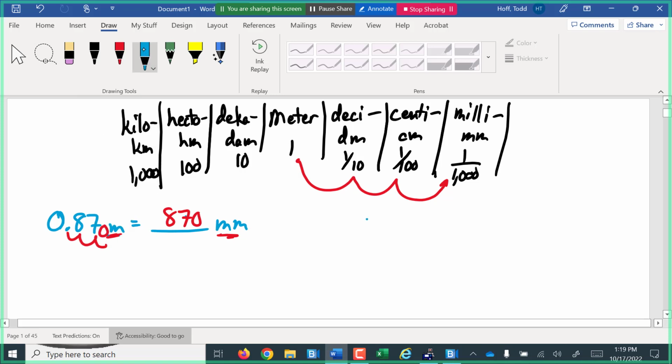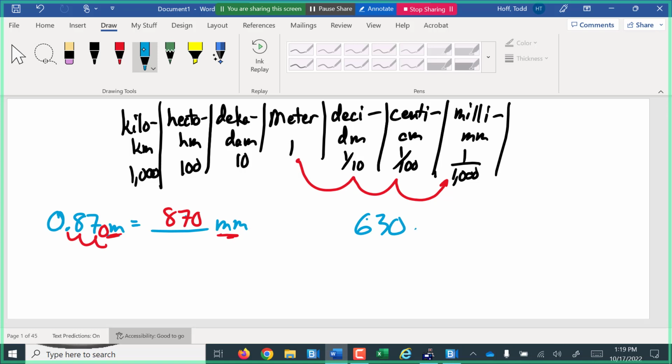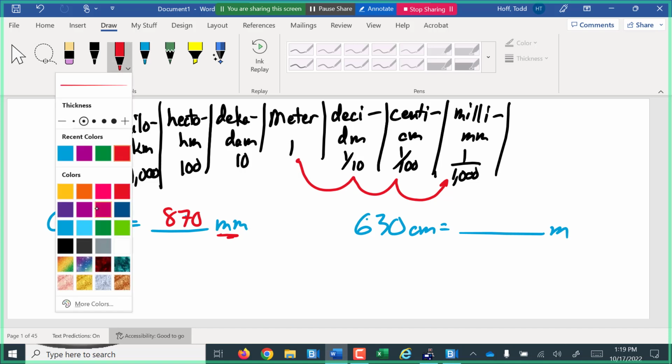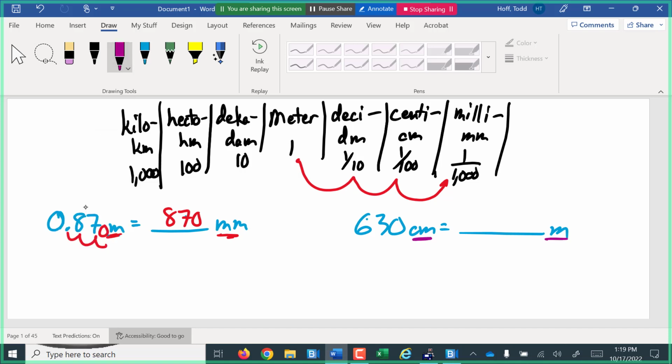Or I might have had 630 centimeters going to meters. Again, I have to go from centimeters to meters this time. From centimeters to meters is 1, 2 spots to the left on the chart. My decimal point, since it isn't written, it starts out at the end of the number and it moves 1, 2 spots to the left. That's 6.3 meters.